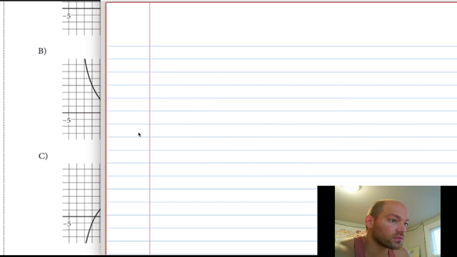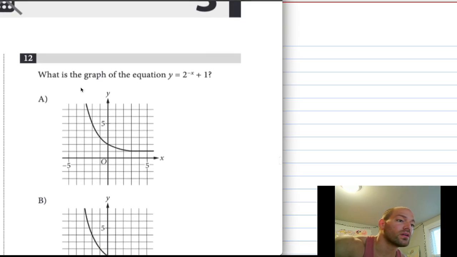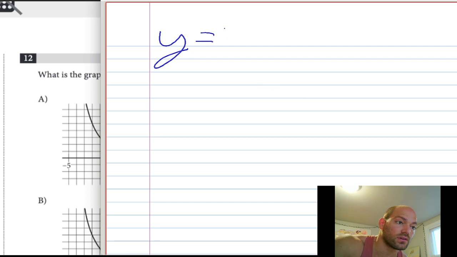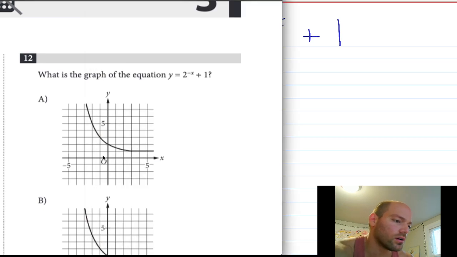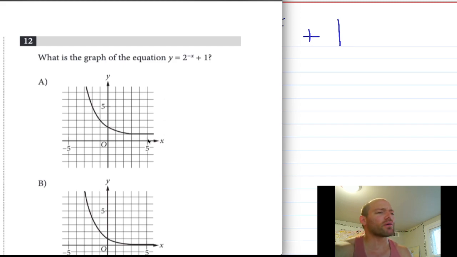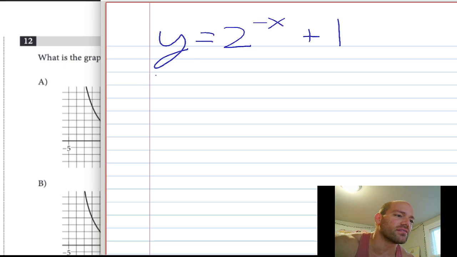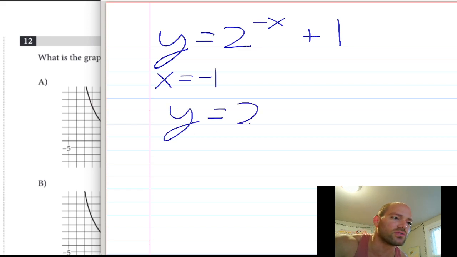So now all we'll do is we'll do it again. I'm just going to rewrite the equation again. y equals 2 to the negative x plus 1. And now, ordinarily, I would plug in x equals 1 next. But for this particular equation, since negative x is the exponent, I'm going to plug in negative 1. But 1 would work too. This is just going to make it easier for me, because I'm going to get rid of the negative stuff this way, because negative negative 1 is going to be positive 1. So now we say y equals 2 to the negative negative 1 plus 1.